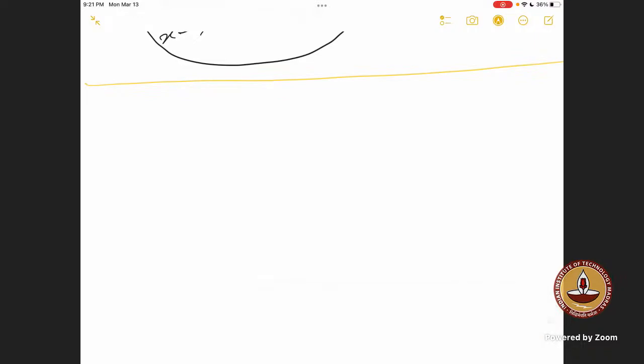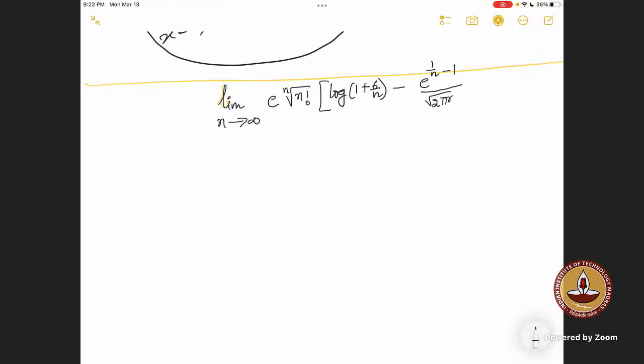So the question is: limit as n tends to infinity of e into nth root of n factorial, and inside the bracket it is log(1 plus 6 by n) minus (e to power 1 by n minus 1), divided by the nth root of 2 pi n, whole power 1 by n. Sorry, it is not e power, it is e into.